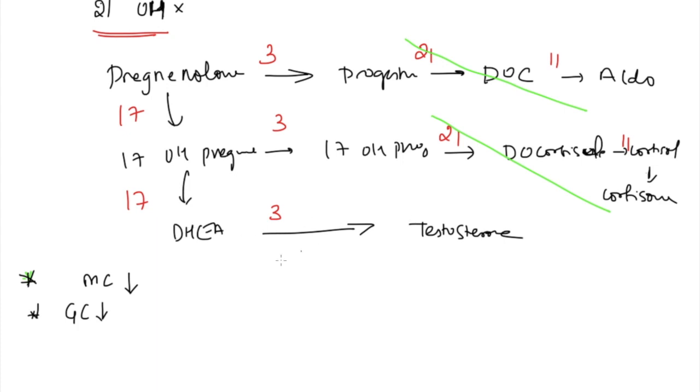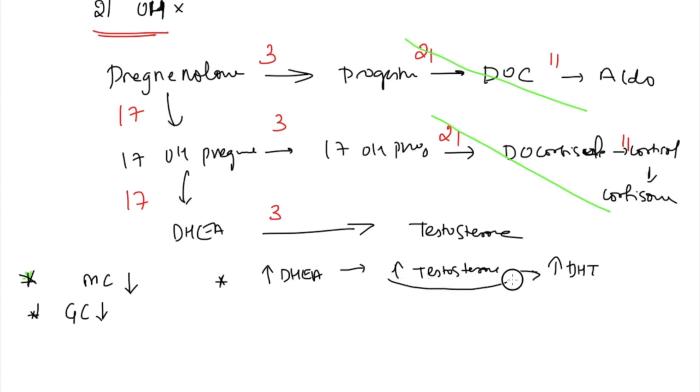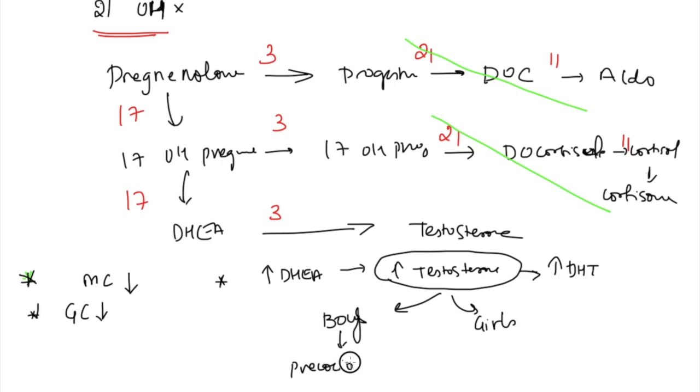Okay. Next, what will happen? Look at this pathway. DHEA is in excess, which will lead to increased testosterone and increased dihydrotestosterone. Now, what is the implication of this? Increased testosterone. So what happens in boys and what happens in girls? In boys, it will lead to precocious puberty, so basically an increase in the male hormones. It will lead to early onset of puberty, before 9 years in boys.